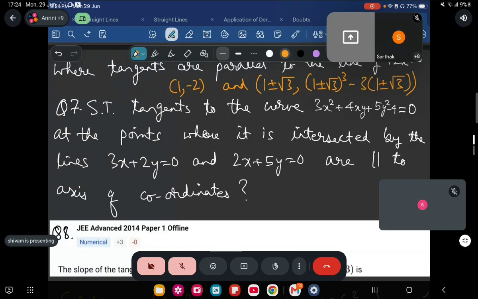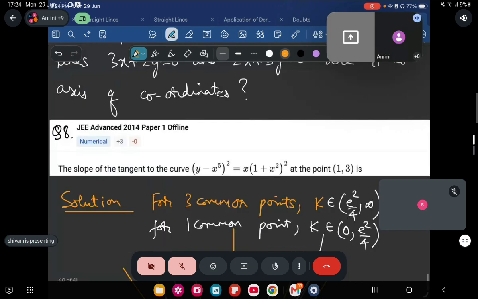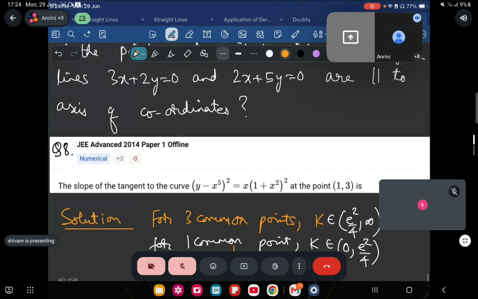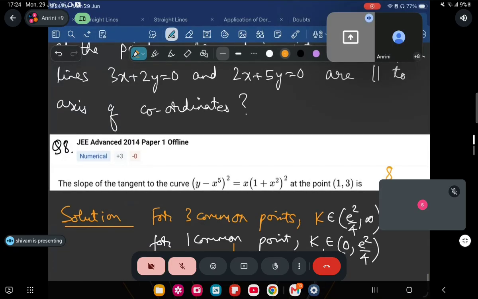See, Advanced 2014. How did this last question come in Advanced? It's so easy. Very easy. The answer is 8, right? You people got 8.